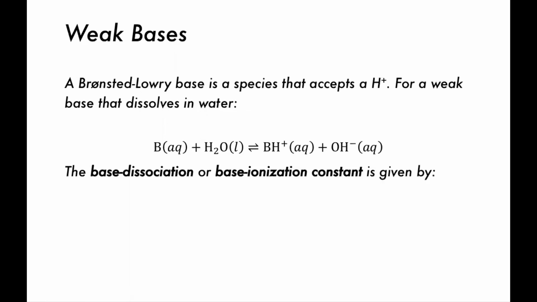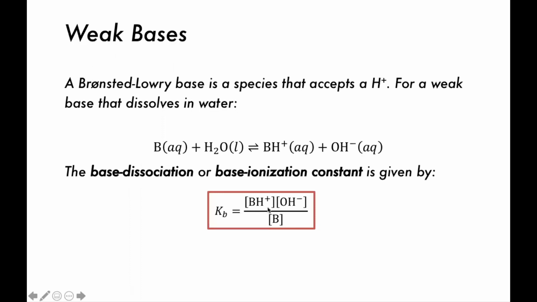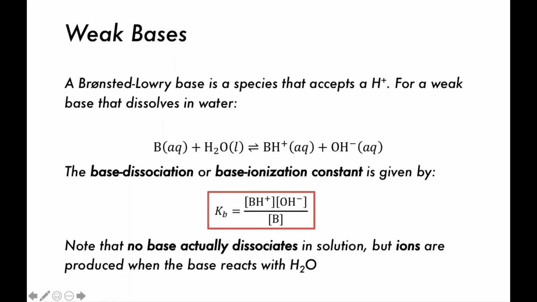So a base dissociation or base ionization constant is given by this, where Kb is equal to the concentration of BH plus times the concentration of OH minus divided by the concentration of the base. And note that no base actually dissociates in solution, but ions are produced when the base reacts with water. So yeah, the base isn't actually dissociating in any way.